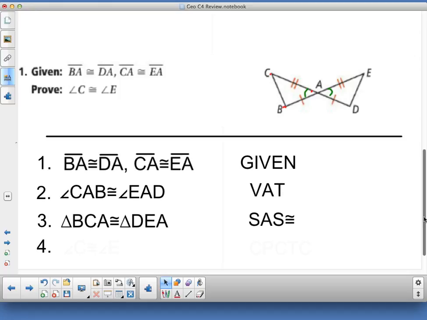Well, gosh, I just proved the triangles are congruent, and now I can talk about the parts of those triangles being congruent by CPCTC. Corresponding parts of congruent triangles are congruent. Woohoo! So we got that going on.